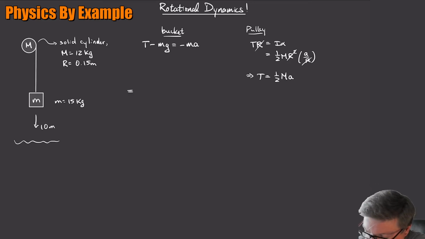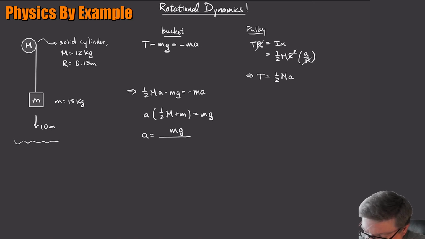So this means that 1/2 Ma minus mg equals minus ma. So a times (1/2 big M plus little m) equals little m times g. So my acceleration is mg over (1/2 big M plus little m). Neat. If I plug my numbers in, what I get is about 7 meters per second squared.